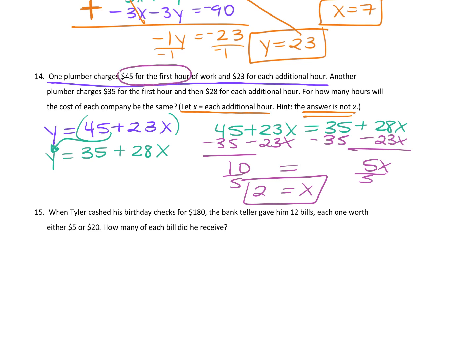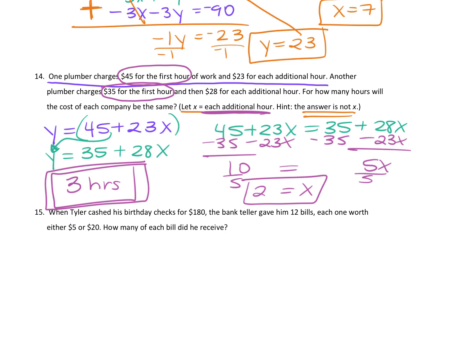Right. It's $45 for the first hour or $35 for the first hour. So that's an hour of work, right? And then X is each additional hour that we're adding on to that. So for 2 more hours, meaning the first hour plus those 2, your answer is going to be at 3 hours of work, they will be equal in cost. Okay? So X is 2, but the number of hours is 3. Does it matter if you have 35 plus 28x on the left side? No, you can switch those and you'll get the same answer. Yep. All right, last one.